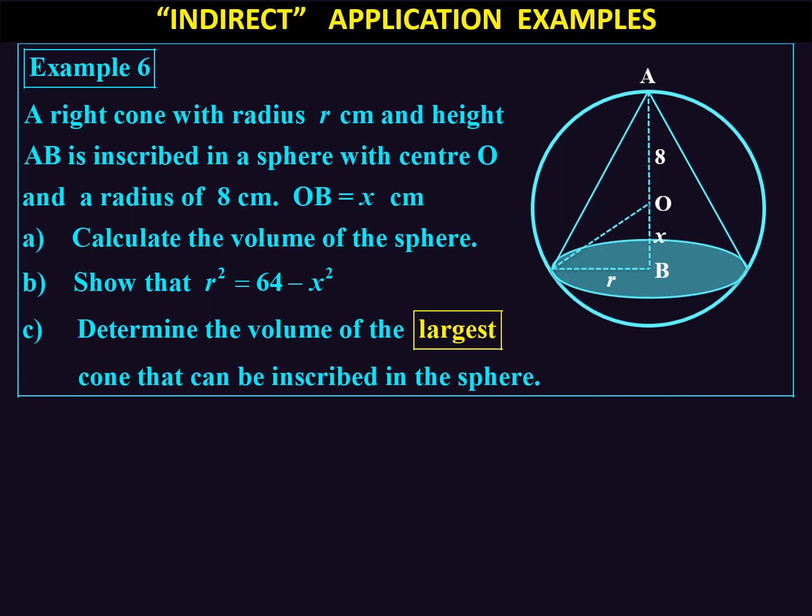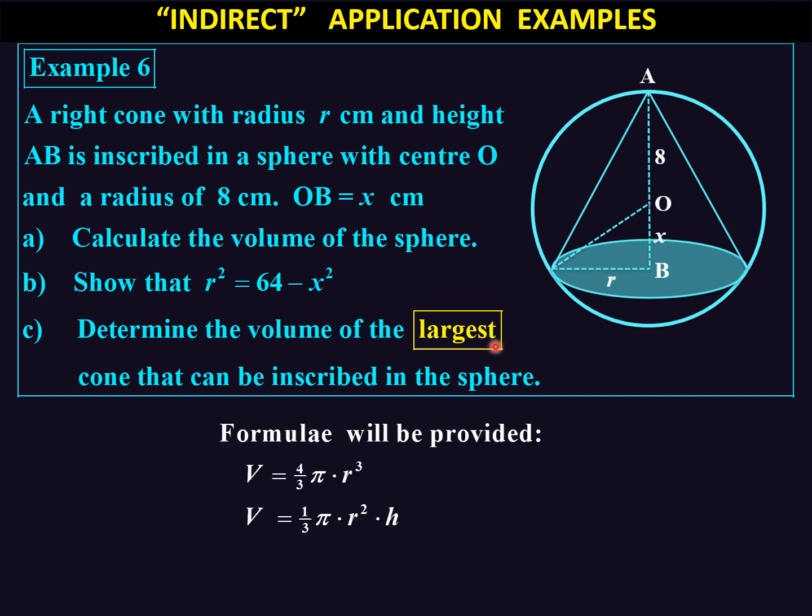Let's look at the second last question here. A right cone with a radius of r centimeters and height AB is inscribed in a sphere with center O and a radius of 8 centimeters. You can see there's the radius of 8. Where else is the radius? There's the radius as well. That's also 8. Okay. There we use the word largest. And that is, instead of saying the, that's correct, the greatest or the maximum. Because this is a sphere and the question should provide you with these formulas here, right?